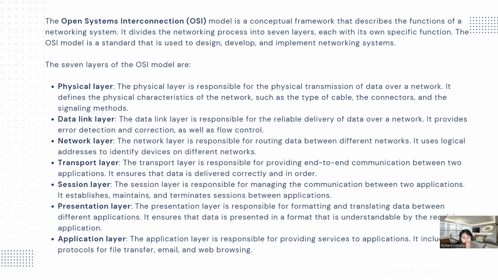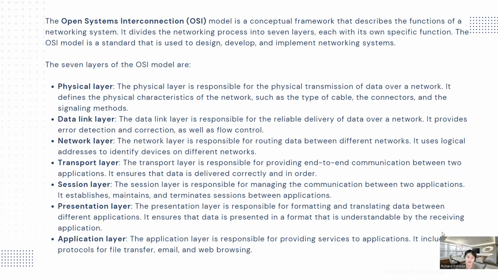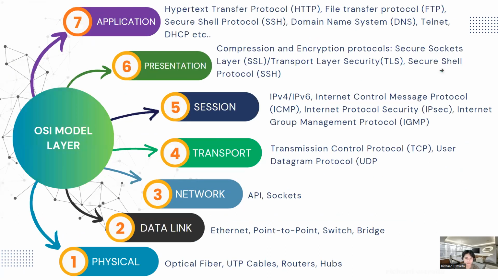And then the presentation layer is responsible for formatting and translating data between different applications. And then the application layer is responsible for providing services to applications. It includes different protocols that we're going to discuss later on, the protocols for file transfer, email, and web browsing. Okay, so those are the different layers of an OSI model. It is very important that you familiarize yourself with these layers.